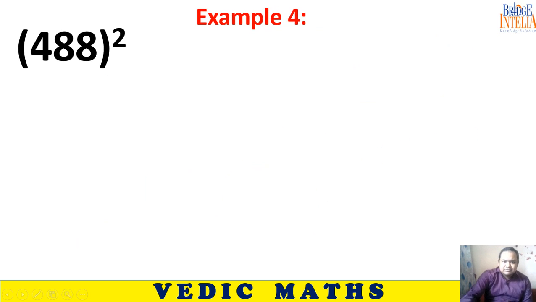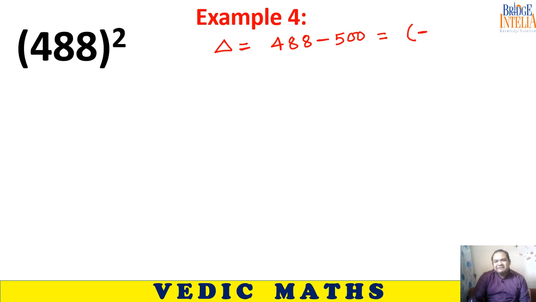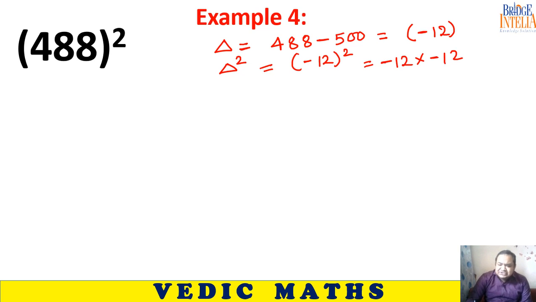Let's take a few more examples. 488. What is delta? From the given number you have to subtract 500. So this time delta is negative, minus 12. Let's find delta square. Delta square is minus 12 whole square, which is minus 12 into minus 12. If you are trying to find the square of any negative number, the negative sign disappears, because multiplying two negative numbers makes it positive.